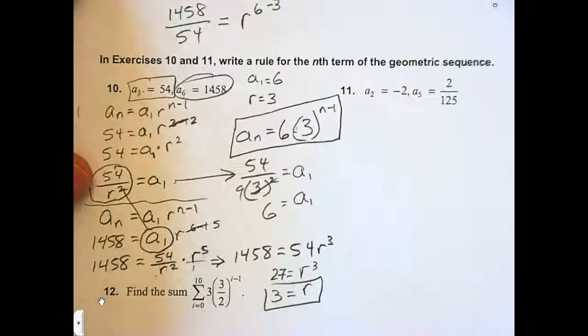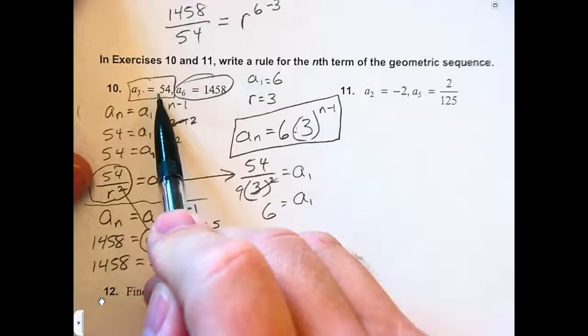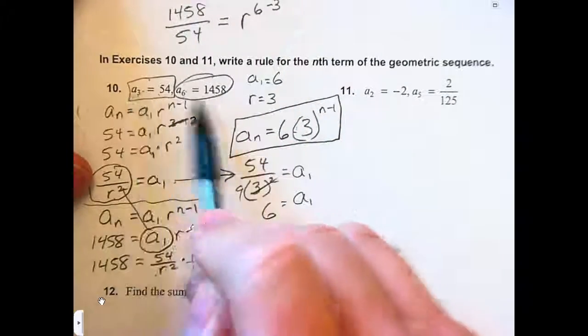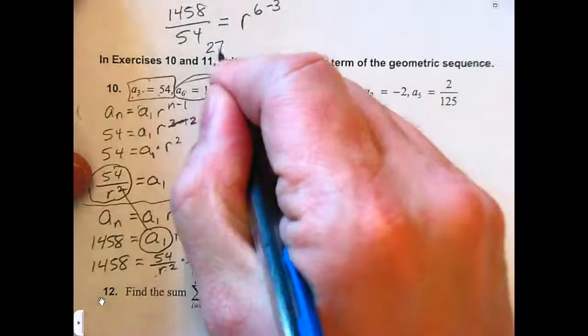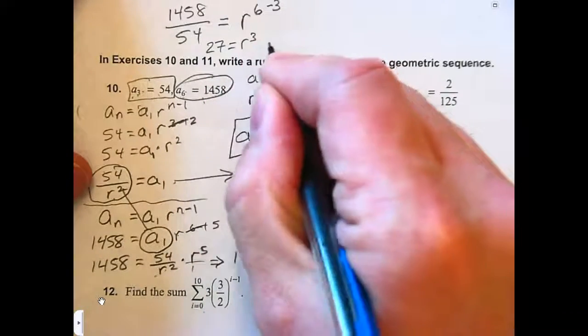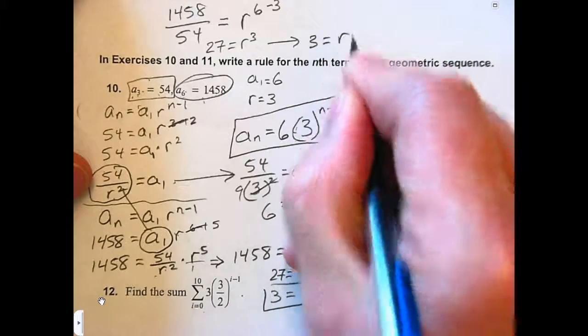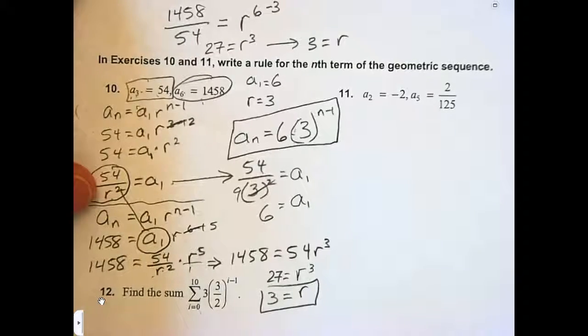And so, okay, can I pause you real quick? Yeah. So 1458 divided by 54, and then I got 27. You get 6 minus 3 here. Okay? And this gives you 27 equals r cubed. Take the cubed root, so 3 equals r. Could you do that? Yes, you could.